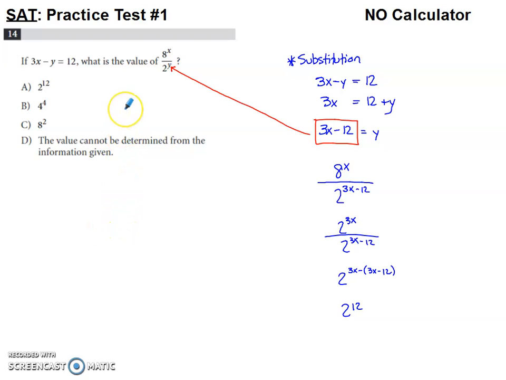So problem 14 is kind of a tough one. If you don't necessarily try to do the right things, this one's really, really tough. What I notice about number 14, though, is they tell me a relationship between x and y. So 3x minus y is equal to 12. And then they ask me to find the value of some other expression that involves x and y.